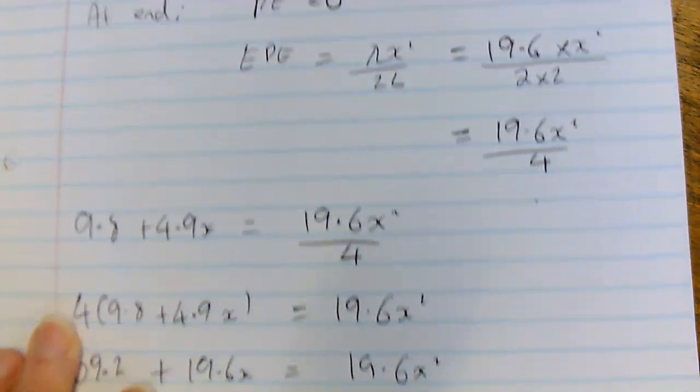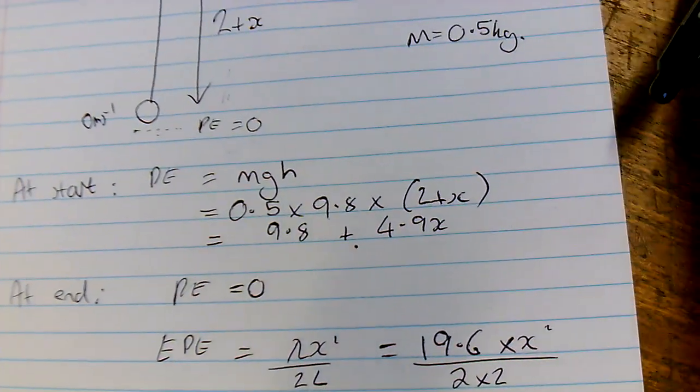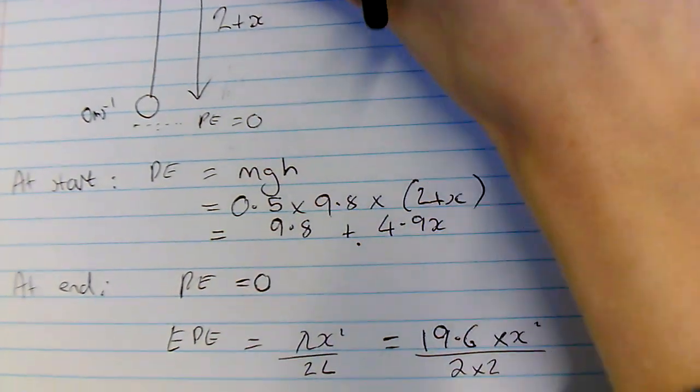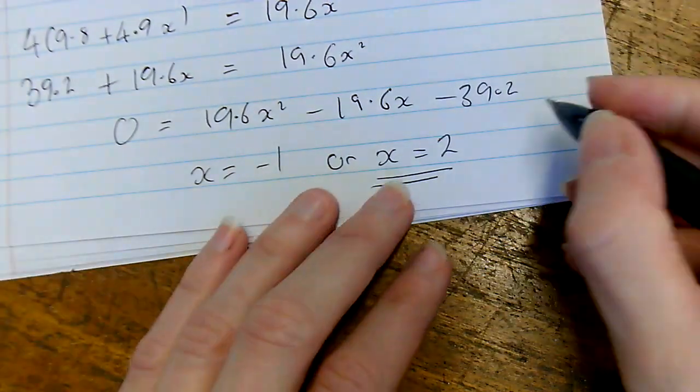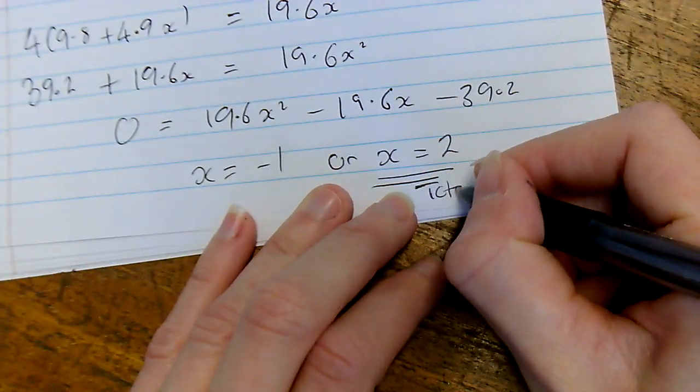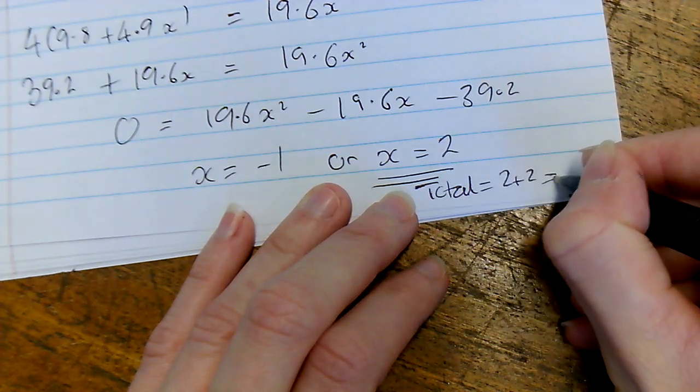Now, same as the last question, total distance travelled then is going to be this, 2 plus x. So if x is 2, sorry, can't see it in the camera. If x is 2, the total is 2 plus 2, which is going to be 4.